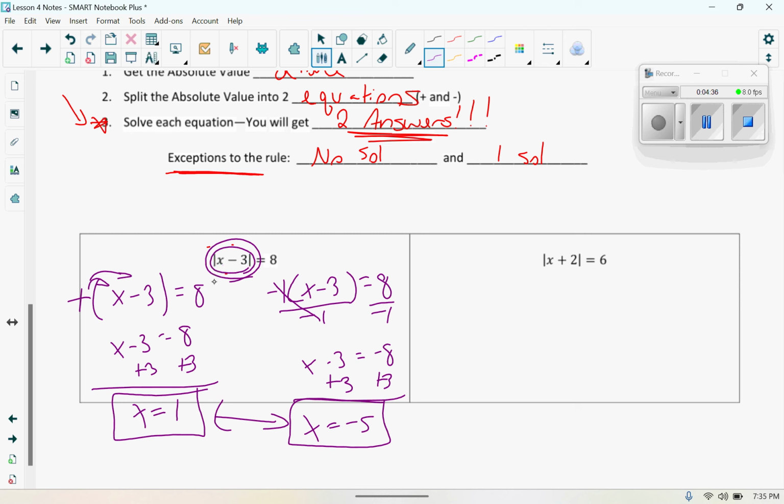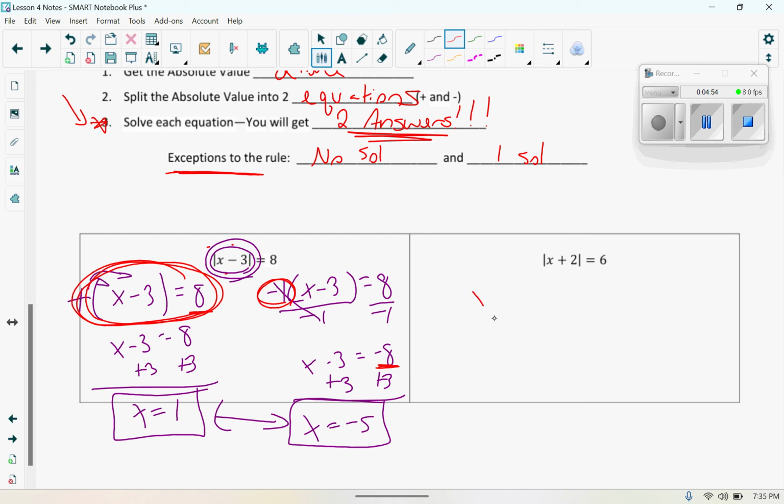Notice when you have a situation like this, we're going to do the positive and the negative of that, but it ends up making this positive and this negative. So however you want to look at it, it's totally up to you. So let's do another one.